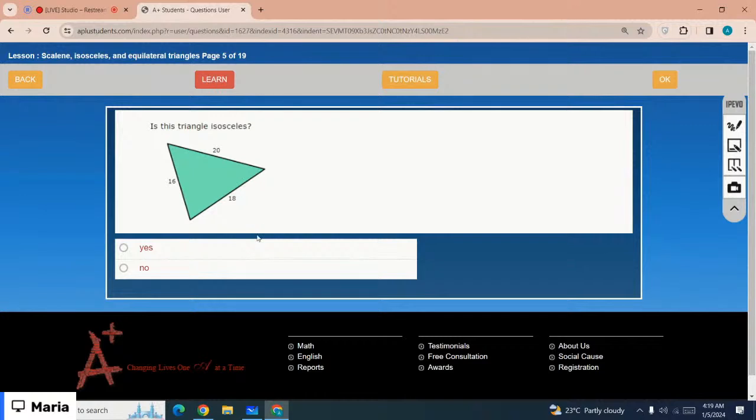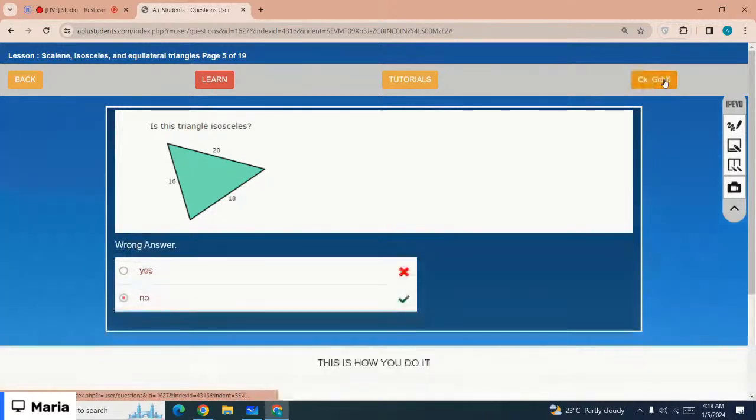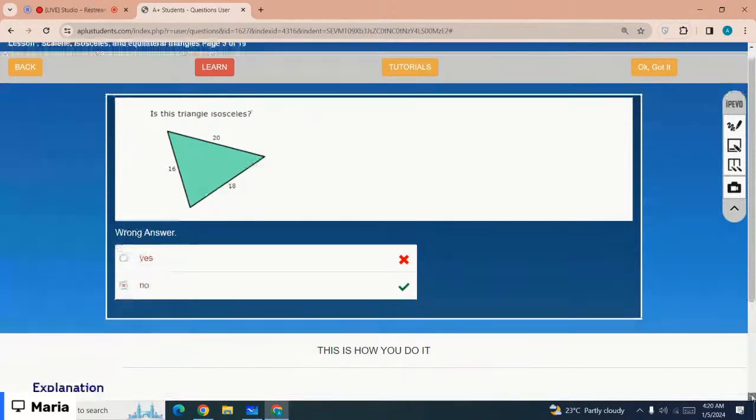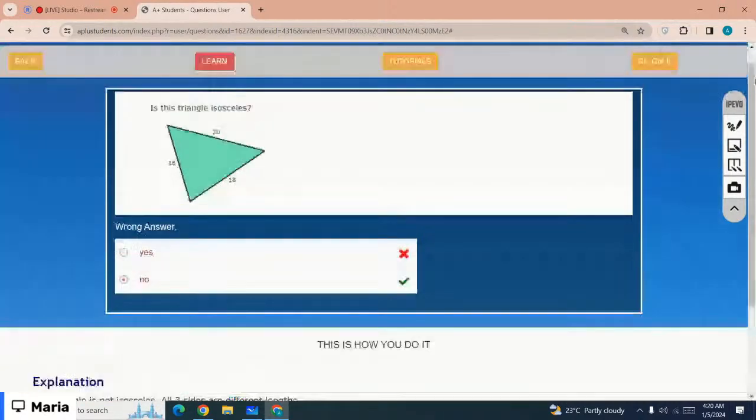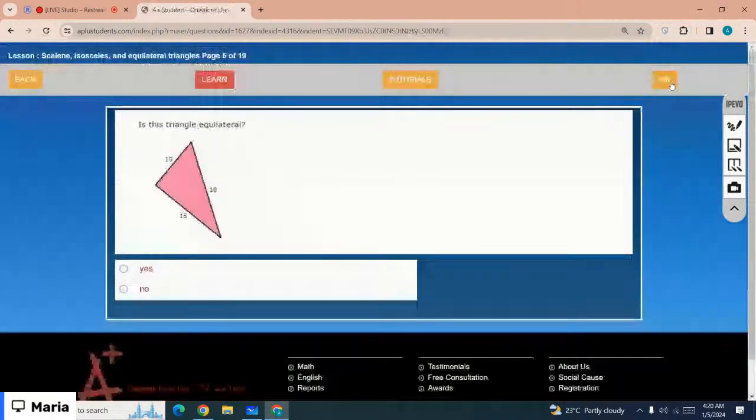Yes, that is the isosceles triangle because all the side lengths are different. Got it? Oh, no, no, not isosceles. Isosceles triangle has two side lengths equal, right? Because all three side lengths are different, that is the scalene triangle. Sorry. Okay, the next one is, is the triangle equilateral? Which is the correct option?